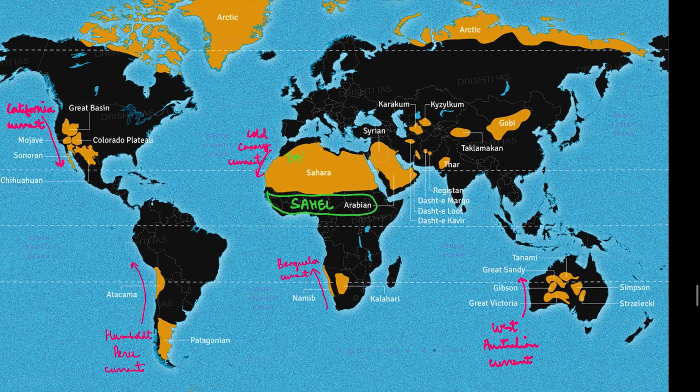Moving to Australia. In Australia, we have deserts on the northwest, where we have the West Australian current. It is a cold current, because of which there is formation of the Great Victoria Desert, Gibson, Great Sandy, Tanami, Simpson, and Strzelecki.